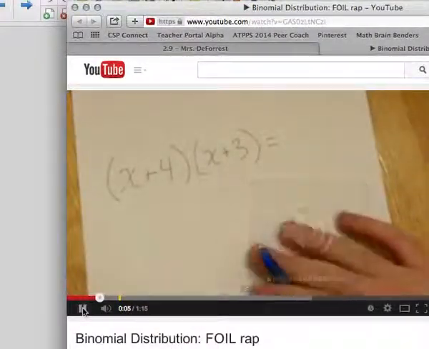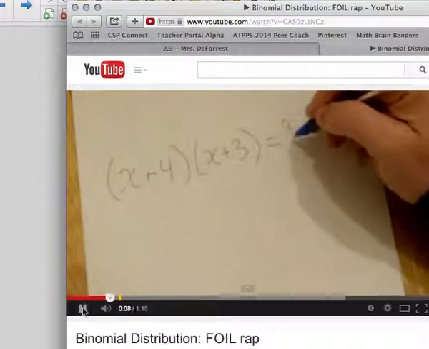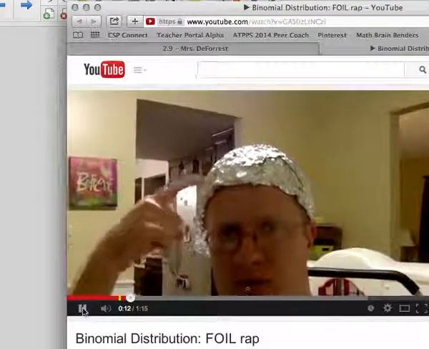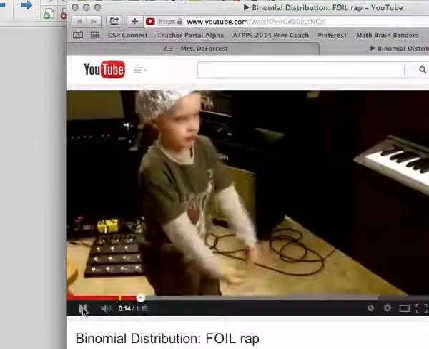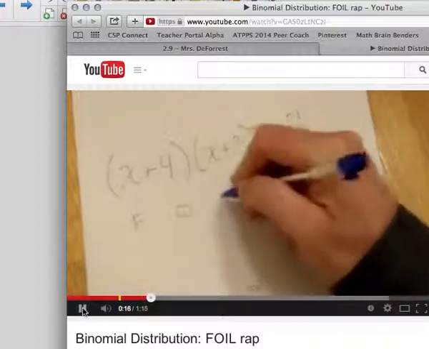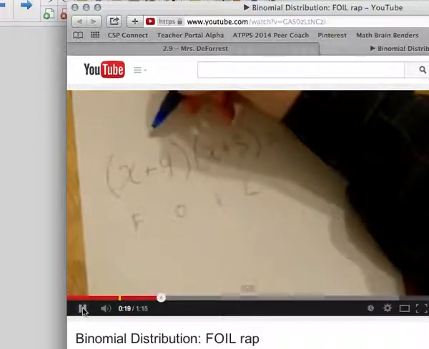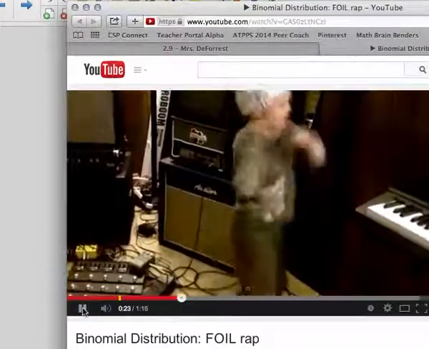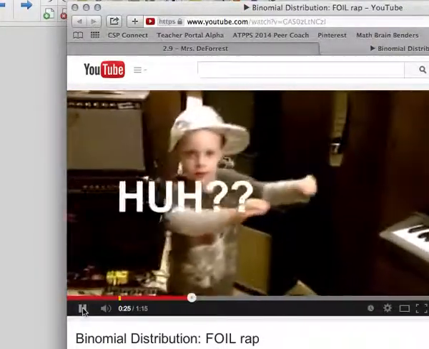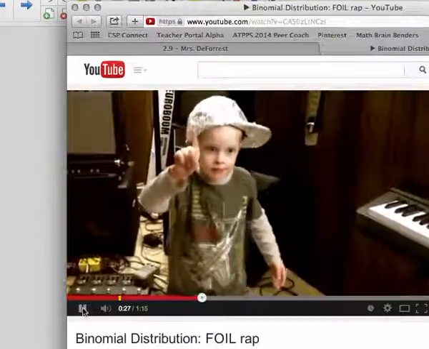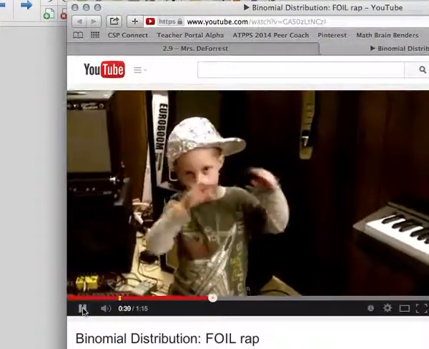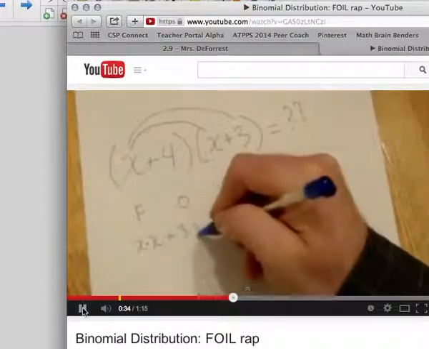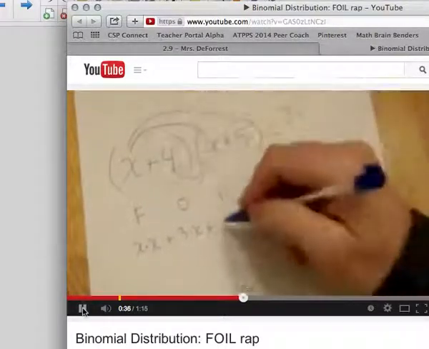When you get to distributive property on x plus 4 times x plus 3, it's time to put on your FOIL hat. It'll help you remember as a matter of fact. First, outer, inner, last, binomial times binomial. What's that? First, outer, inner, last, binomial times binomial. First, outer, inner, last, binomial times binomial. First, outer, inner, last, binomial times binomial.